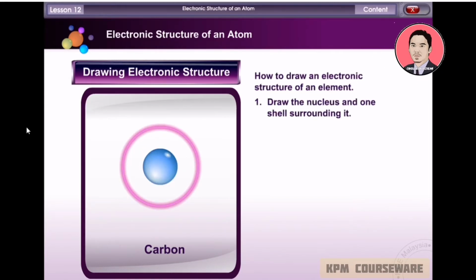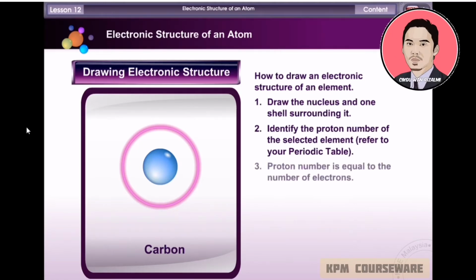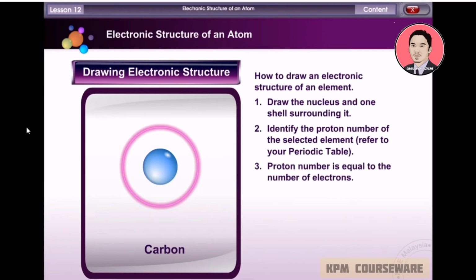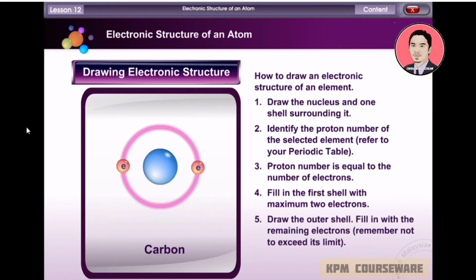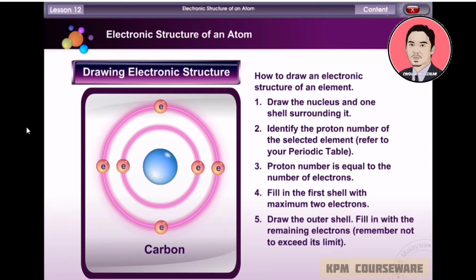First, draw the nucleus of an atom with one shell surrounding it. We can identify the number of electrons based on the proton number of the element. In this case, the proton number for carbon is 6. This means there are 6 electrons you need to fill in the atomic shell. Start filling the electrons in the first shell. The first shell can only occupy 2 electrons. Draw another shell for the remaining 4 electrons. Arrange the 4 electrons in the second shell. The second shell can take up to 8 electrons, so we don't have to draw the third shell.